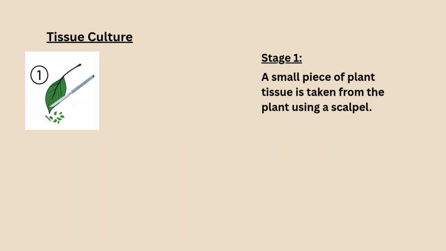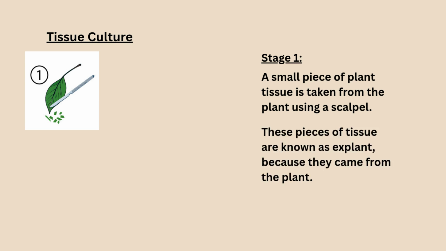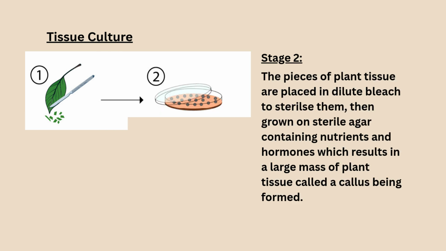For tissue culture, a small piece of plant tissue is taken from the plant using a scalpel. These pieces of tissue are known as explants because they came from the plant. The pieces of plant tissue are placed into dilute bleach to sterilize them, then grown on sterile agar containing nutrients and hormones, which result in a large mass of plant tissue called a callus being formed.